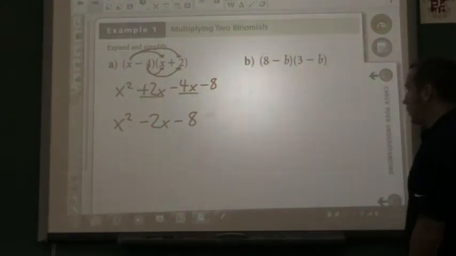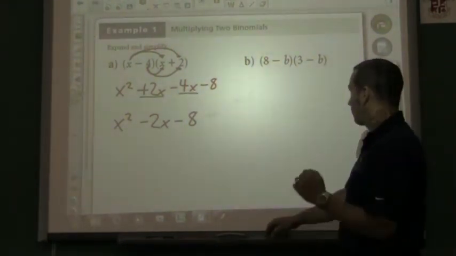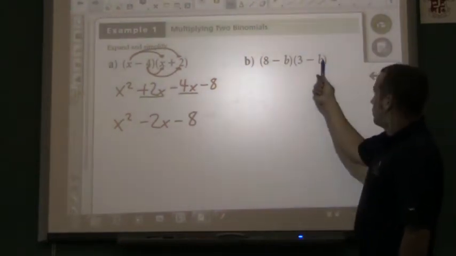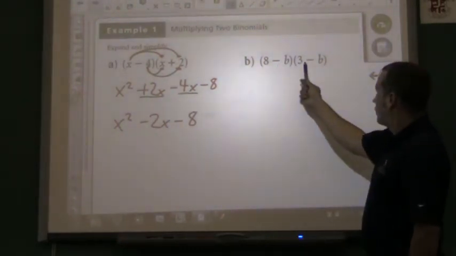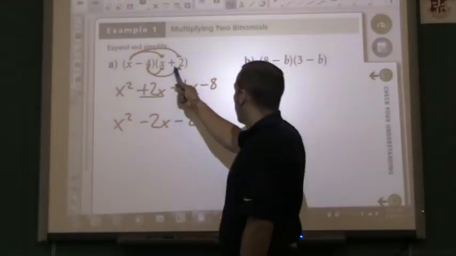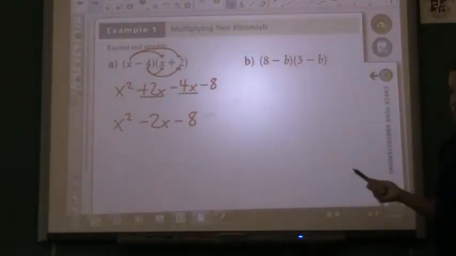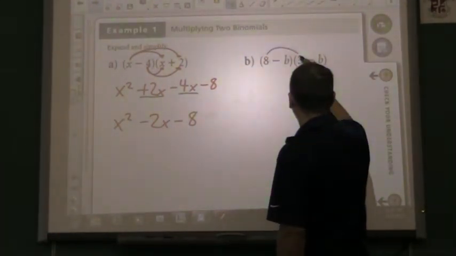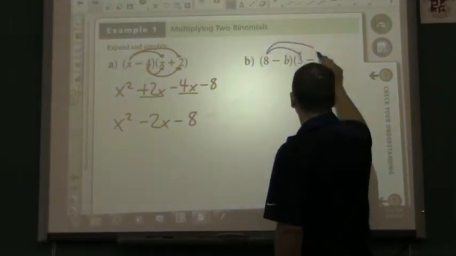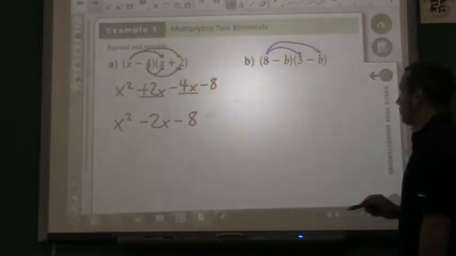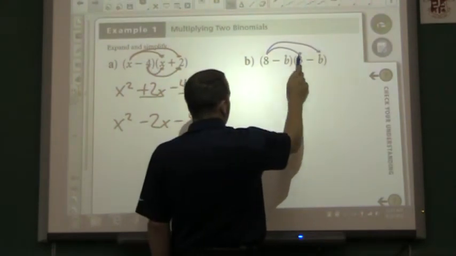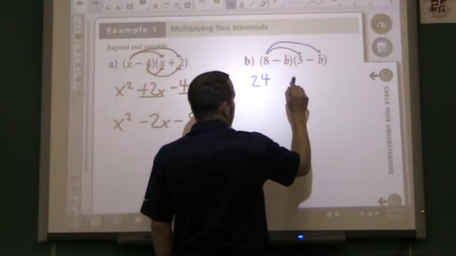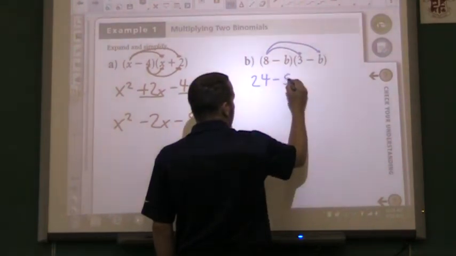All right, we'll try one more. So even though the two binomials here are not set up with the variable first like they are here, the method still stays the same. I still take the first term in the first bracket, and I'm going to multiply it by every term that I see in the second bracket. So first I'm going to do 8 times 3, which gives me 24. And then 8 times negative b, so that'll give me negative 8b.